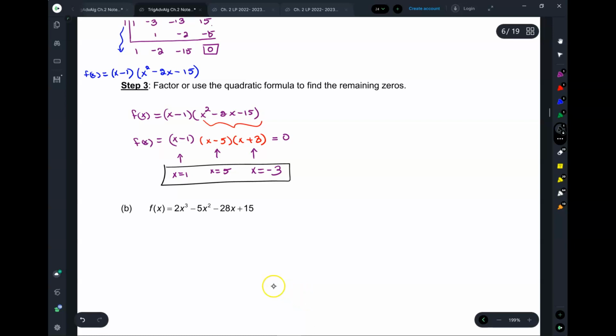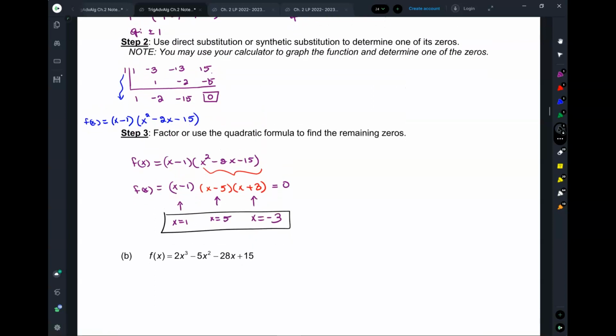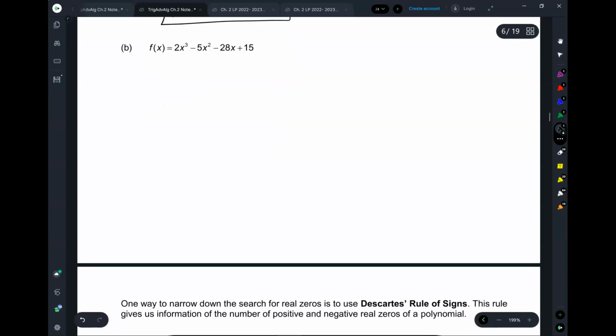So would we do this or would you just use the graph? Both. You have to do the process, but I'm allowing you to look at the graph in order to determine the first zero. Otherwise, you would have had to do synthetic division with several of them until you got one that's 0. Okay? We're going to do another one.